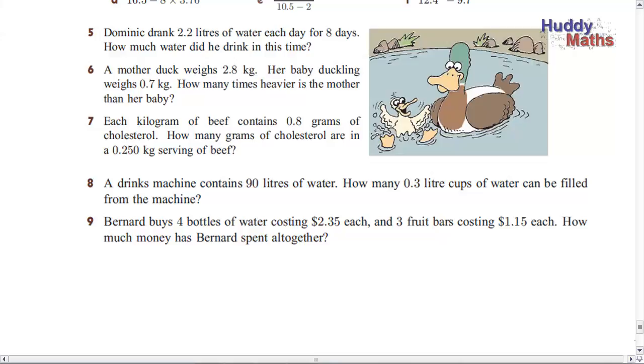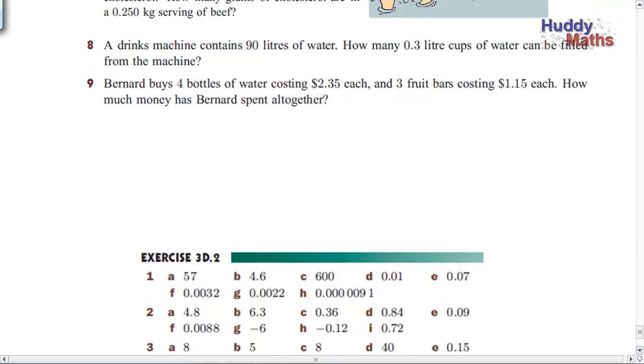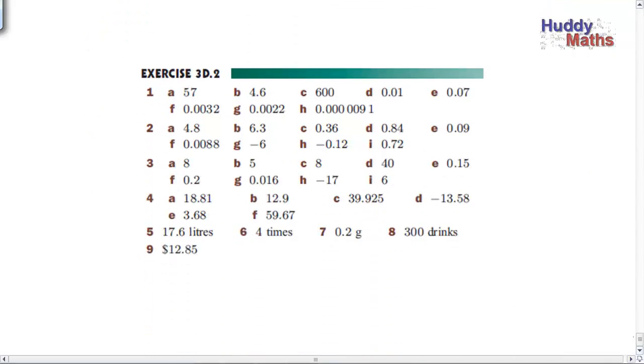So I hope you're getting some understanding of where decimals came from, what they mean. I'll show you the answers now. There are the answers. So mark your work. I hope you got a few right there.